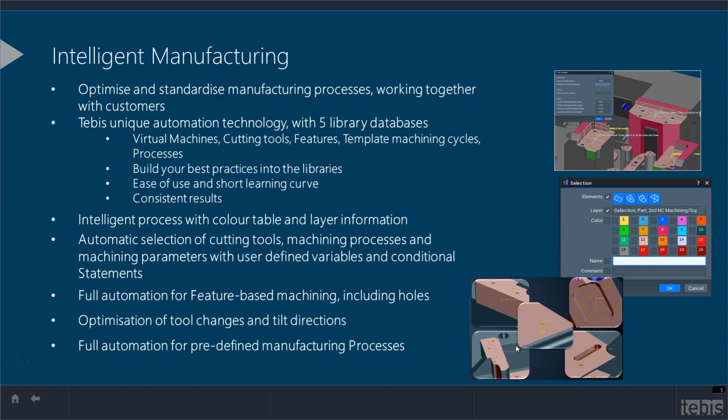Full automation on feature-based machining, including holes, with full variables on the features themselves and on the machining cycles which apply to them. And of course, all of these things can be optimized with tool changes and tilt directions. And finally, with full automation for predefined manufacturing processes to give you fast, efficient, consistent toolpaths. All of which should be optimized, because CAM programming is not just about fast programming, but also we want the optimization on your machine too for efficient toolpaths.